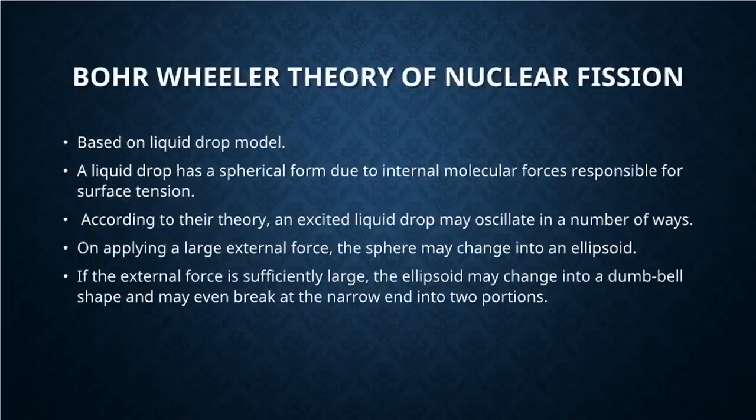When we studied the liquid drop model we discussed its advantage, that with the model we can explain nuclear fission. Bohr and Wheeler successfully explained the phenomenon of nuclear fission on the liquid drop model. A liquid drop has a spherical form due to internal molecular forces responsible for surface tension. According to their theory, an excited liquid drop may oscillate in a number of ways. On applying a large external force, the sphere may change into an ellipsoid. If the external force is sufficiently large, the ellipsoid may change into a dumbbell shape and may even break at the narrow end into two portions.